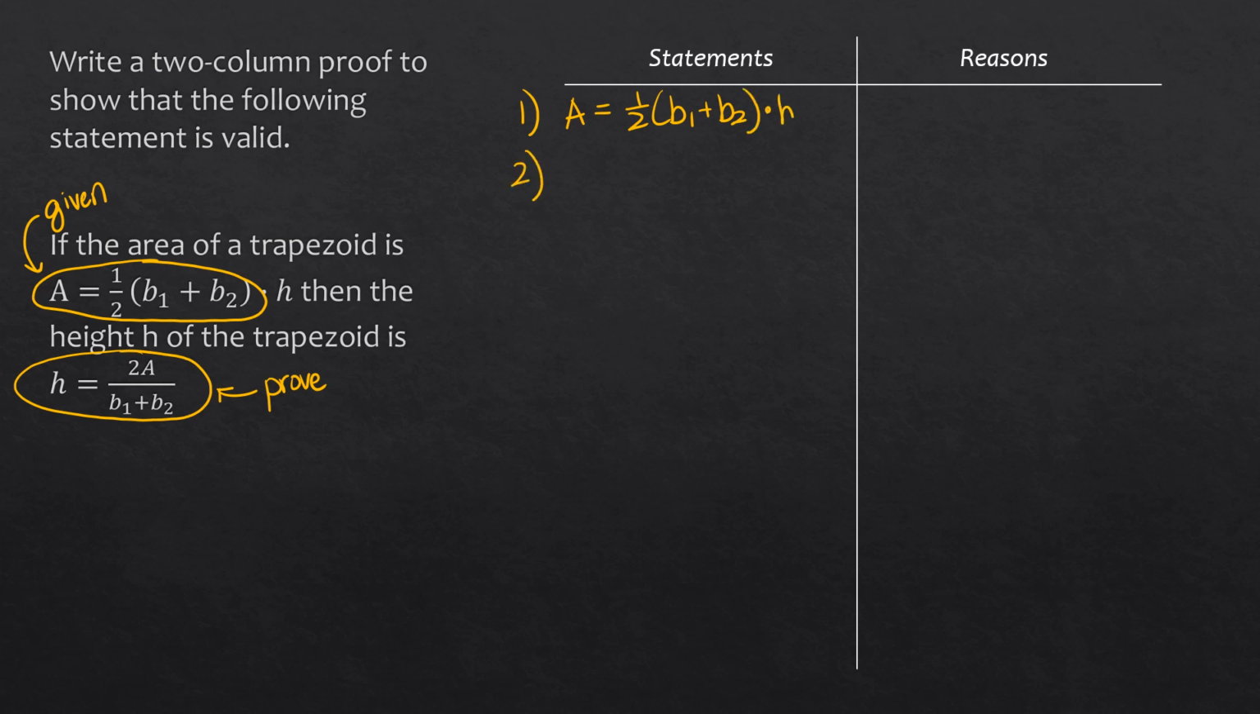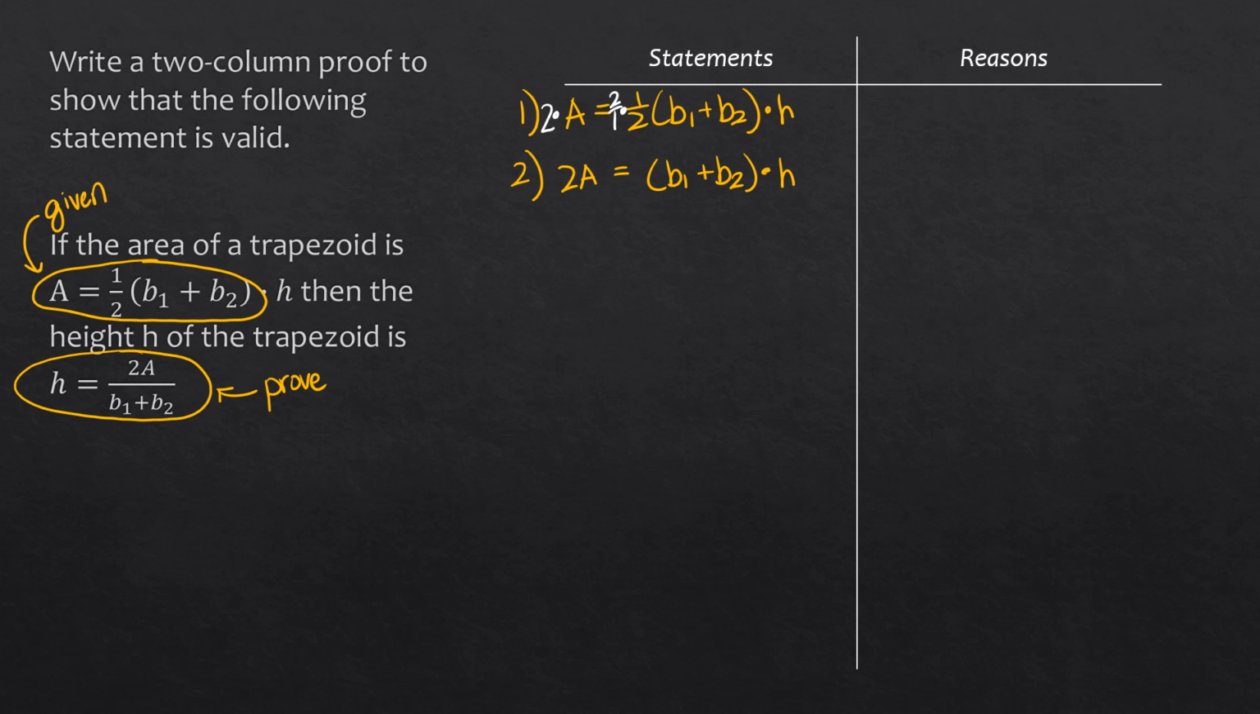And as my next line, let's see, what do we want to do? I guess there's a variety of things we could do. Something I'm inclined to do is cancel out that fraction first. So maybe I would multiply both sides by 2. I'm going to write that as 2 over 1 on the right side. So we're going to be left with, as our next line, 2a equals, and now we just have b1 plus b2 times h.